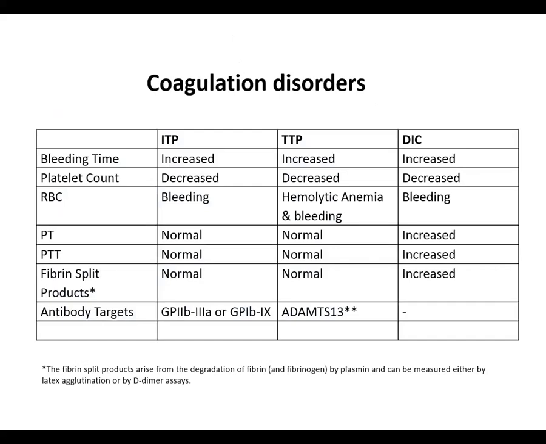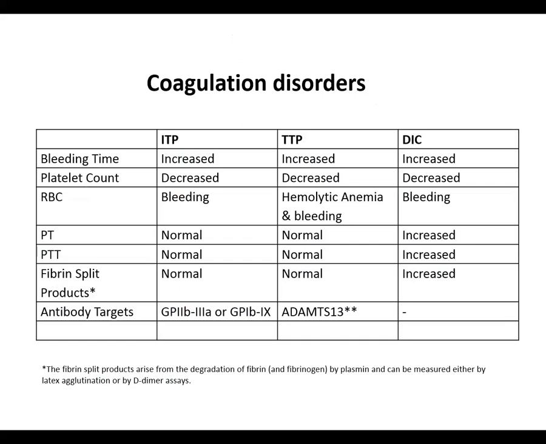Now, this figure shows three major coagulation disorders that result in a decrease in platelet count. The first two of these disorders are caused by autoimmune reactions. In the case of idiopathic thrombocytopenic purpura, the antibodies are directed against one of the platelet glycoproteins, such as glycoprotein 1b or glycoprotein 2b3a. ITP is characterized by petechial hemorrhages.